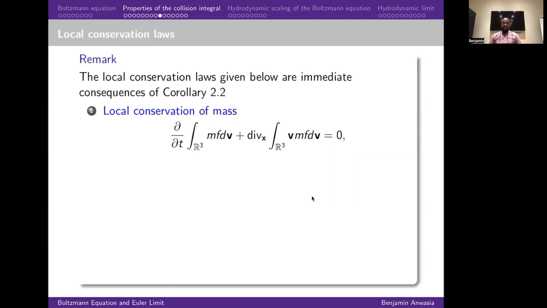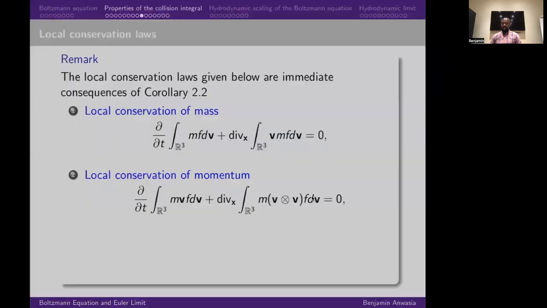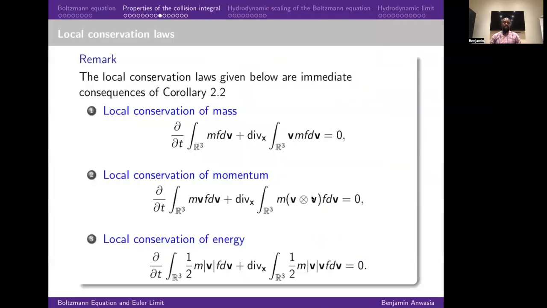2, local conservation of momentum. This equation is obtained by multiplying both sides of the Boltzmann equation by components of the momentum and then integrating the resulting equation over all possible values of the velocity variable. And finally, the local conservation of energy, which is obtained by multiplying both sides of the Boltzmann equation by the kinetic energy, that is by 1/2 v squared, and integrating the resulting equation over all possible values of the velocity variable.